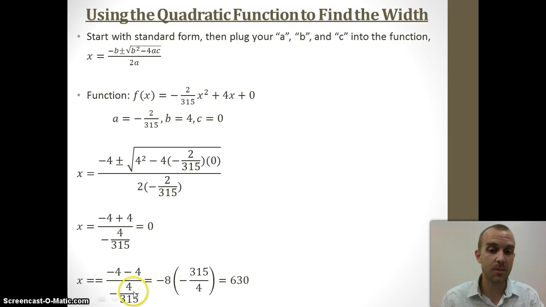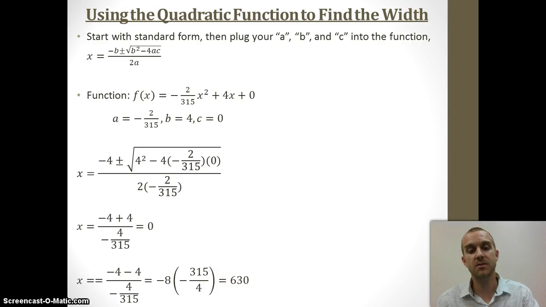And then we'll multiply by my reciprocal. So I've got negative 315 over 4. And that comes out as 630. So again, I'm back to the fact that I'm 630 feet wide from 0 to 630.